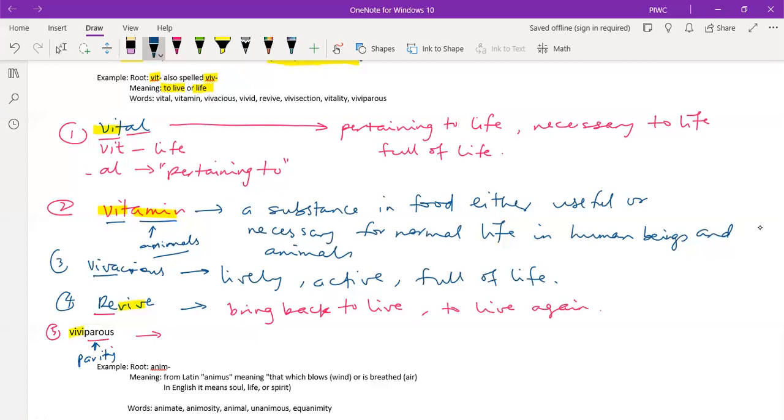And parity has to do with what? Giving birth. Okay, parity, birth. Something has to do with giving birth or delivery. Okay. So viviparous. Viviparous refers to animals that give birth to live animals. Okay, giving birth to live animals.